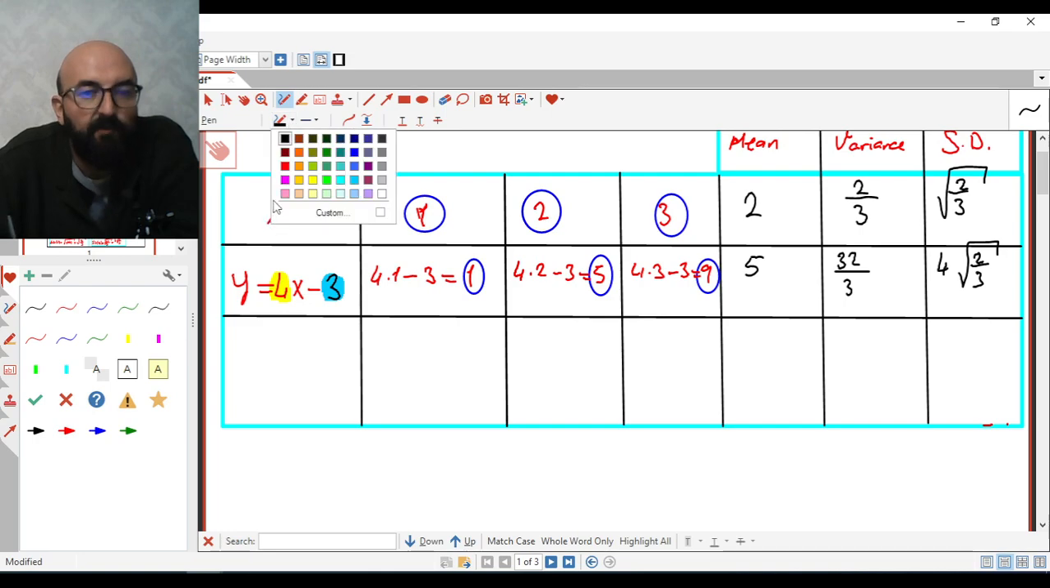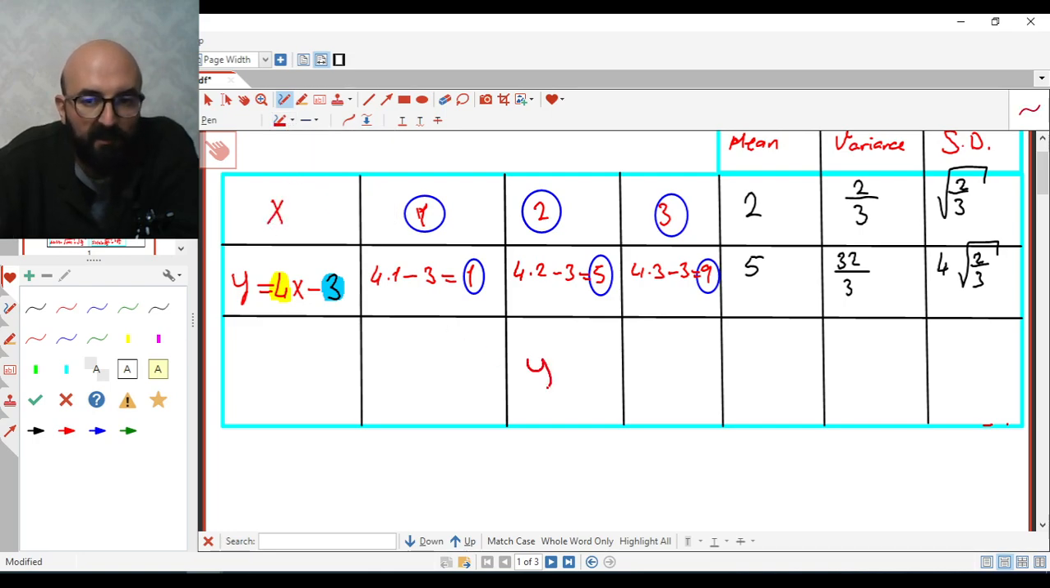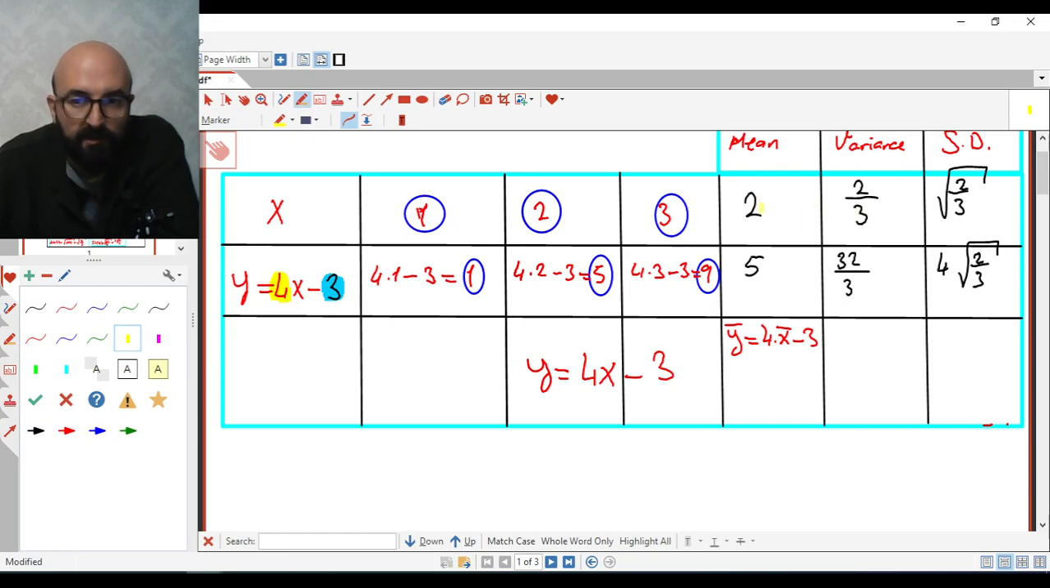And please notice that y is 4x minus 3. So the mean of y is also 4 multiply the mean of x minus 3. As you see in this table, the mean of x is 2, the mean of y is 5. So 5 equals 4 multiply 2 minus 3.